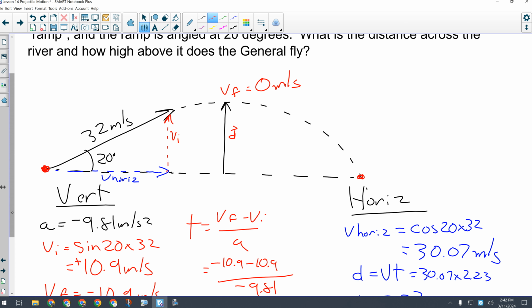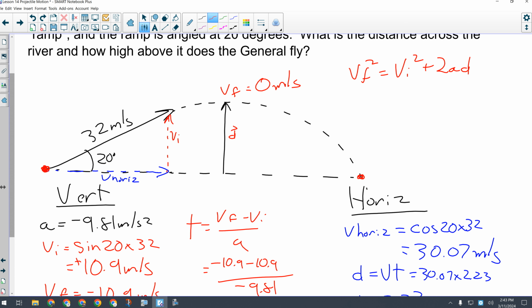Check your formula sheet, guys. See if we have a formula that has those 4 things in it. Which one is it? Eden, you were looking right at it, nodding your head. Which one is it? VF squared is equal to VI squared plus 2AD. Yep, that one.